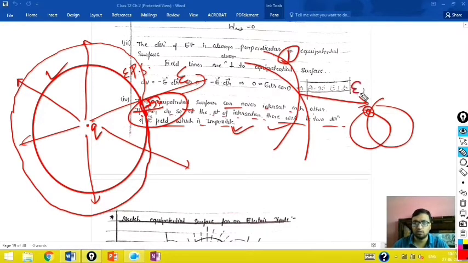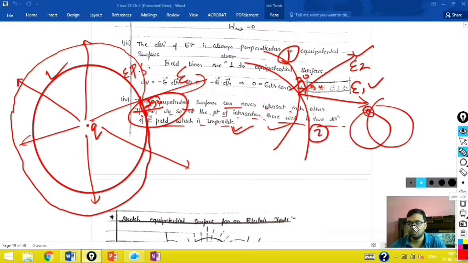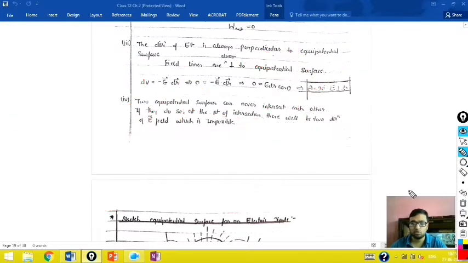Why? Because this angle is 90 degrees. And for the second surface, the electric field line will be like this one, E2, because it has to maintain an angle of 90 degrees. So we can say at the same point there are two directions of electric field, which is not possible. So by this method also you can give your answer.